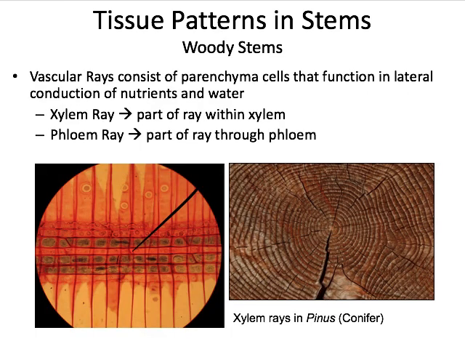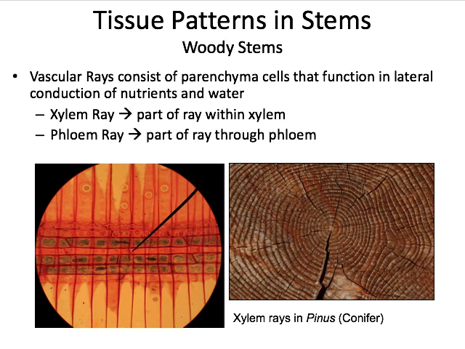Vascular ray tissue usually is composed of parenchyma cells, and these parenchyma cells aren't going to be dead at functional maturity like the xylem is. Instead, this parenchyma simply works by having water diffuse from cell to cell for the lateral conduction of nutrients and water. We find the vascular rays in both the xylem and phloem regions. Xylem ray simply means it's part of the ray within the xylem, and the phloem ray simply means it's part of the ray through the phloem.